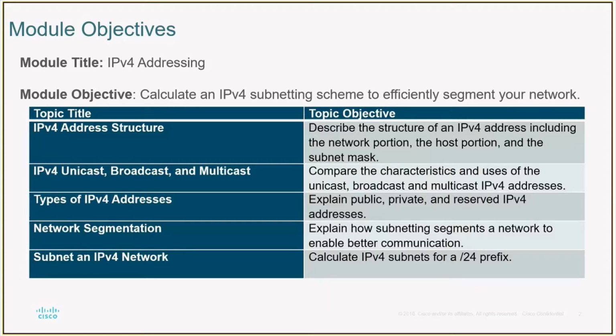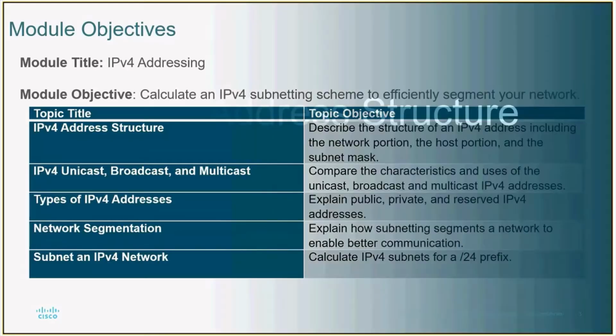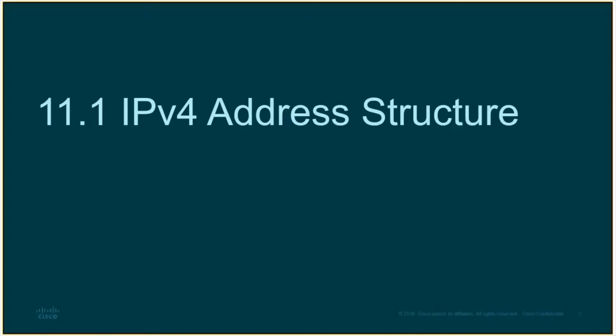We'll look at different types of IPv4 addresses, so public and private, and also other addresses that are reserved for other uses. We're going to look at segmentation, and so by subnetting we can actually improve both performance and security for networks. And then we're going to talk about how we actually do the subnetting process. So, of course, the first part of the chapter is looking at the IPv4 address structure.